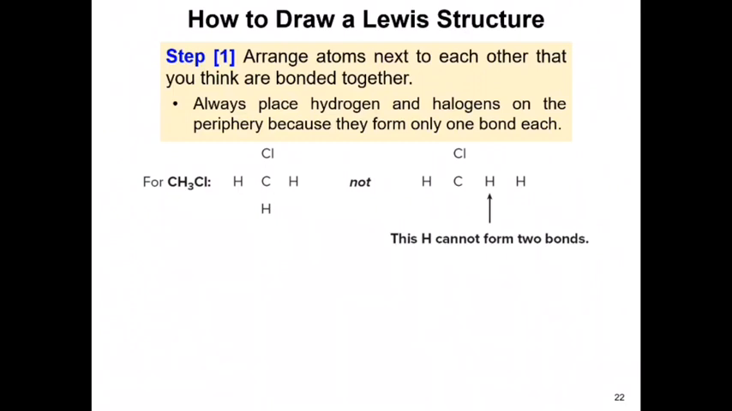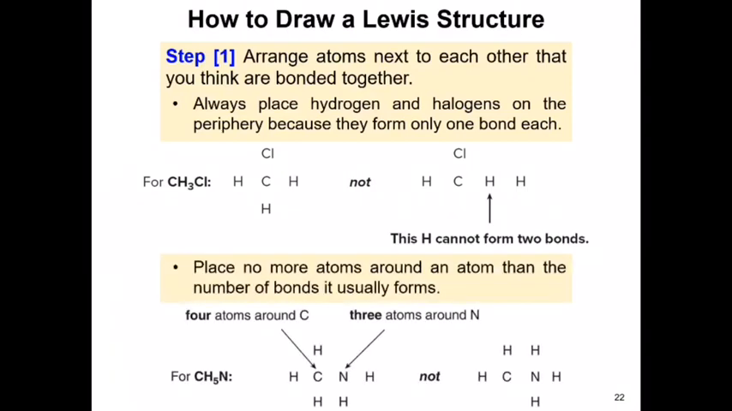The first step is to arrange the atoms next to each other that you think are bonded together. The majority of organic molecules have structures in which hydrogens and halogens are placed as terminal atoms, meaning the outside atoms. So in methyl chloride, for example, CH3Cl, carbon is the central atom, and the rest are terminal atoms. These specific terminal atoms can only form one single bond.